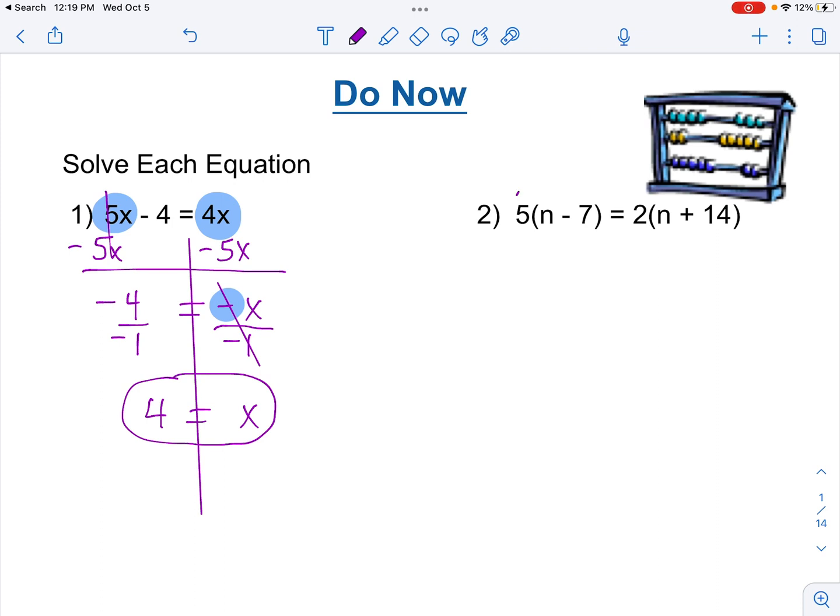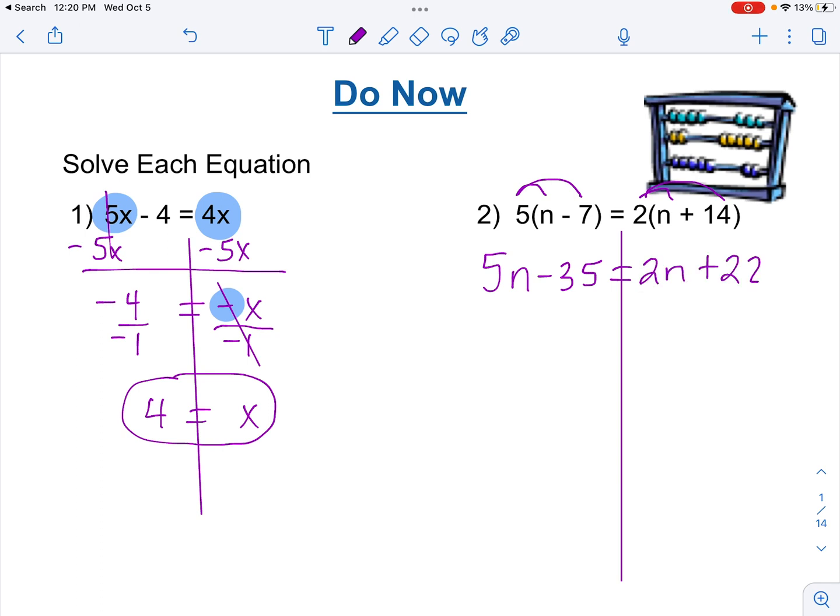Second question, we're going to distribute 5 into our parentheses. 5 times n is going to give us 5n. 5 times 7 is going to give you a negative 35. Equal to, distribute on the right, 2 times n is going to give you a 2n. 2 times 14 is going to give you positive 28.